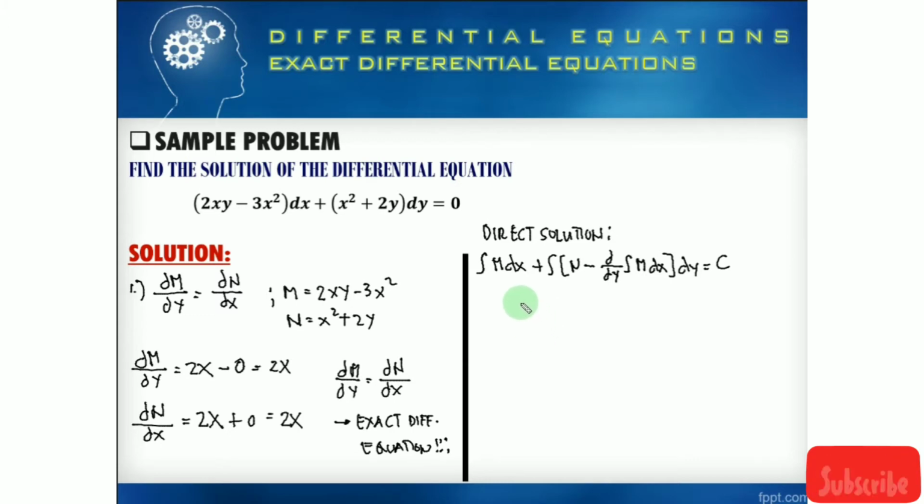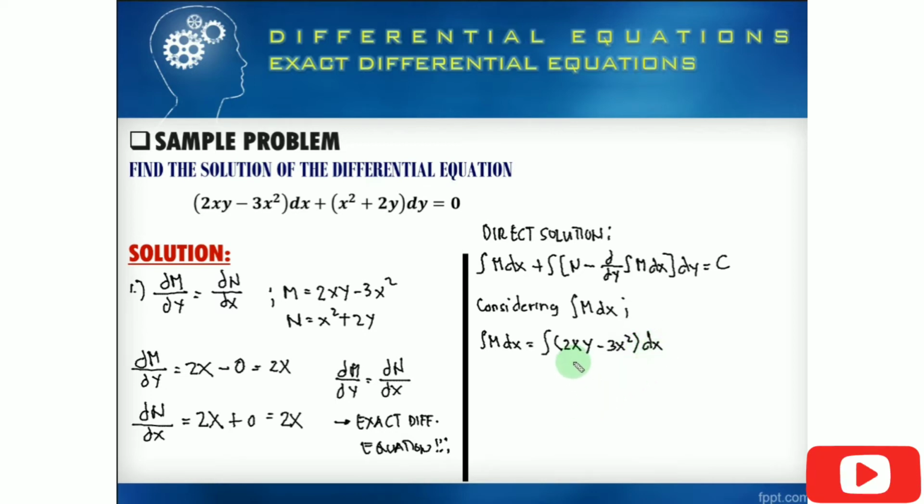So first we need to consider this integral of m dx. Okay, so after this one we will proceed now to the second term, so we just go first with this integral of m dx. So substituting, integral of m dx is equal now to the integral of your m, which is quantity 2xy minus 3x squared. Okay, and this is dx.